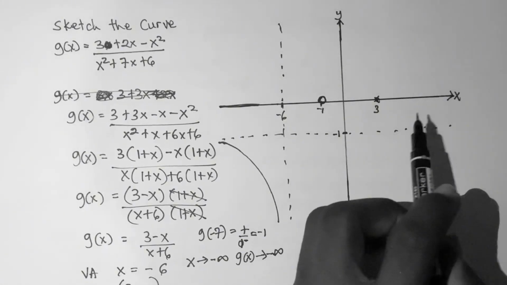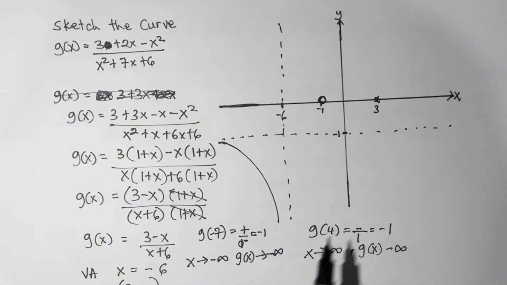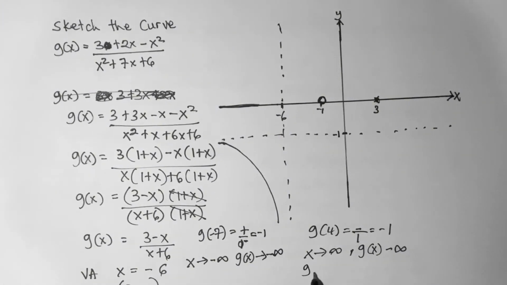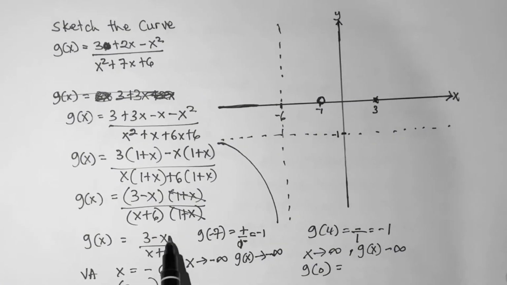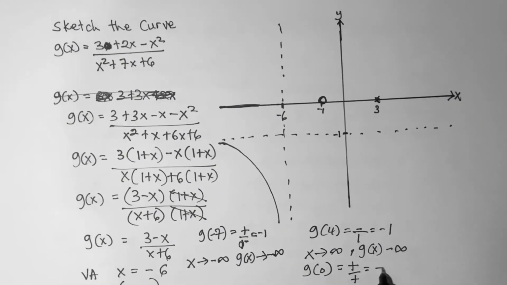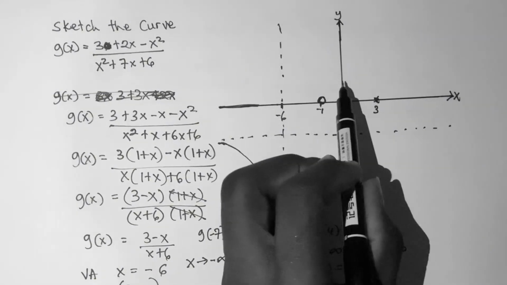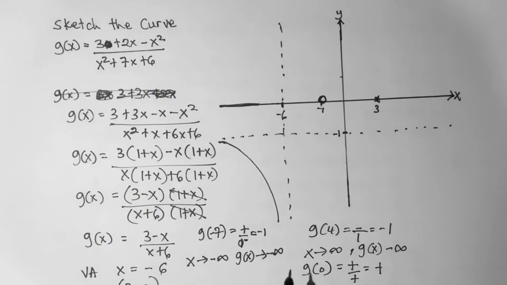Then now, let's also find the region less than 3. So let's find g of 0. Now, if you put 0 here, 3 minus 0 is a positive number. And then 0 plus 6 is also a positive number. So the result is a positive number. So the nature of the graph here is it's going to infinity as x approaches 3.